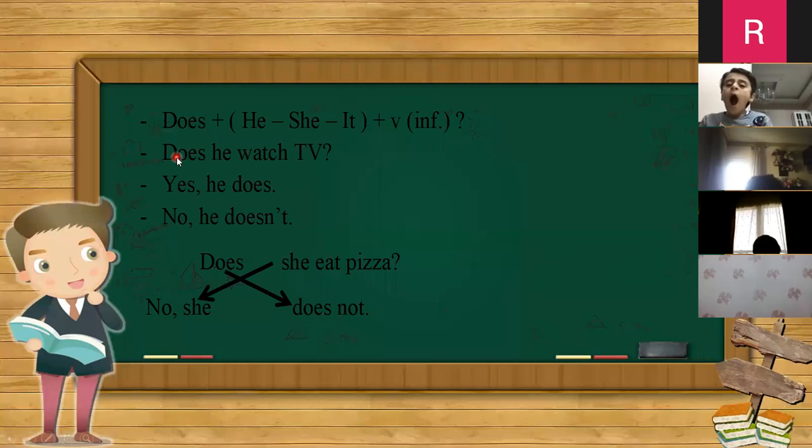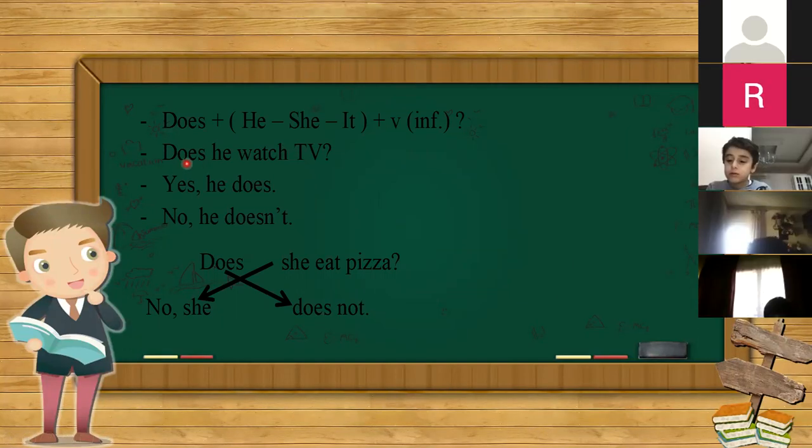For example, here, does he watch TV? Who can tell me? Can we add es to the verb watch here? No, excellent, Anas. Why? Because we have does here. So we can't use es with does. So, does he watch TV? Yes, he does, or no, he doesn't. Does she eat pizza? No, she doesn't, or no, she does not.